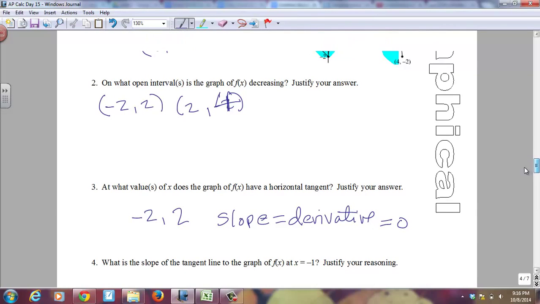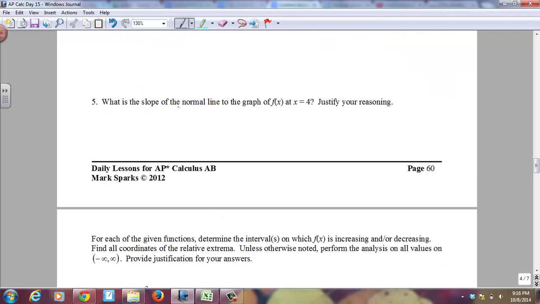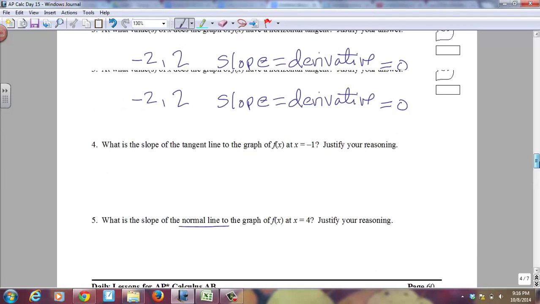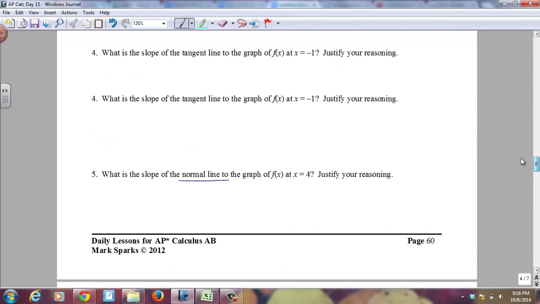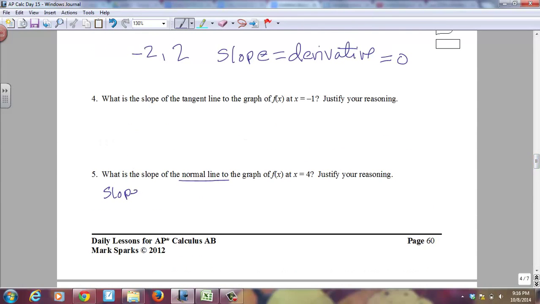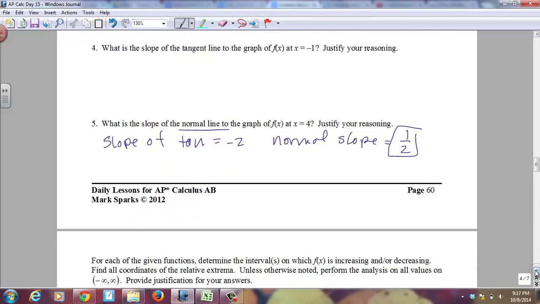Alright, what is the slope of the normal line to the graph of f of x at x equals 4? So at x equals 4, the derivative is -2. So the slope of the tangent is -2, which means the normal slope equals +1/2. Negative reciprocals.